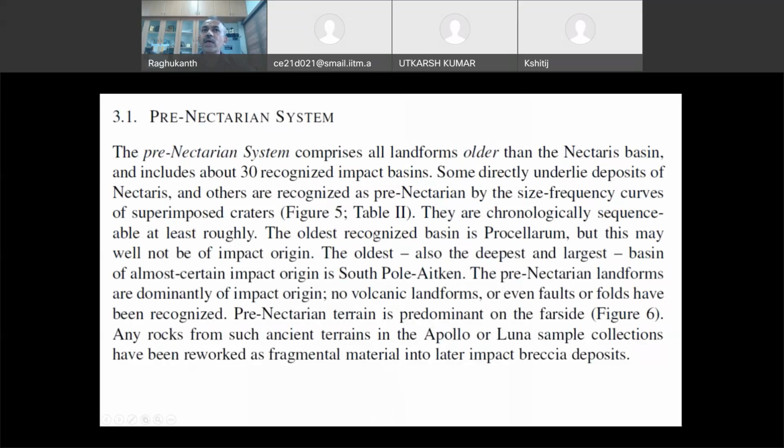The oldest recognized basin is Procellarum. Of course, they say it may not be of impact origin. The oldest, also the deepest and the largest, is the South Pole-Aitken Basin. So you can say the South Pole-Aitken Basin is the oldest on the Moon itself. You follow? So the age is almost around the Pre-Nectarian system itself. That's what they say.